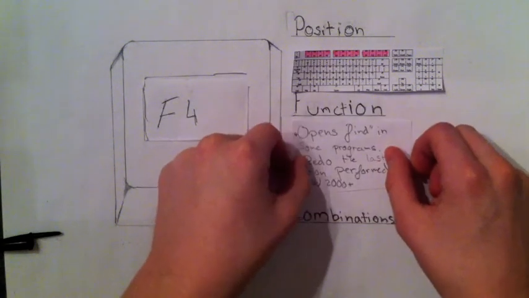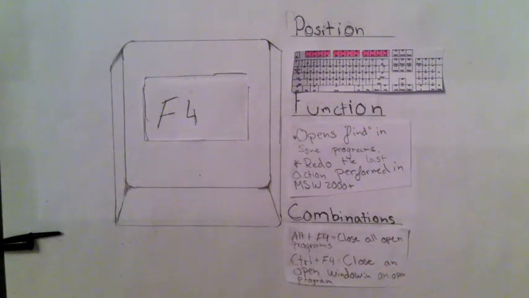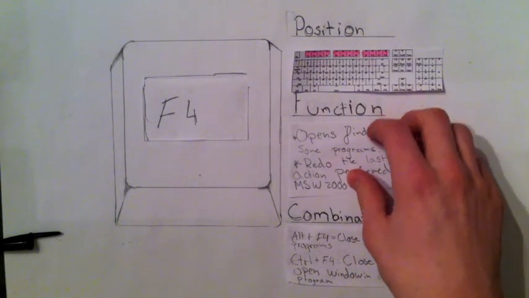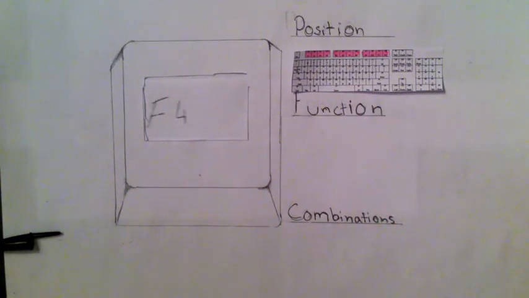The F4 key is another key with various different functions in different programs. In some programs, it opens the search window. We can search for different words, numbers, or phrases in the document. Whereas in Microsoft Word 2000 and up, it will redo your last action. There are two useful combinations with this key. Alt and F4 will close all currently open programs, and Control and F4 will close all currently open windows.